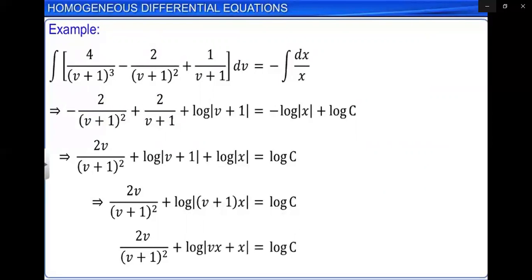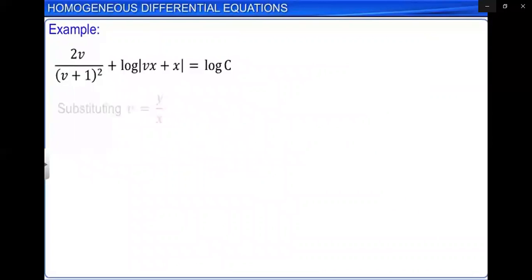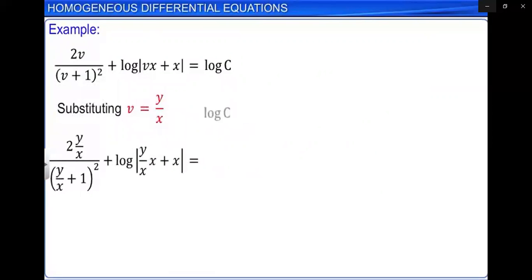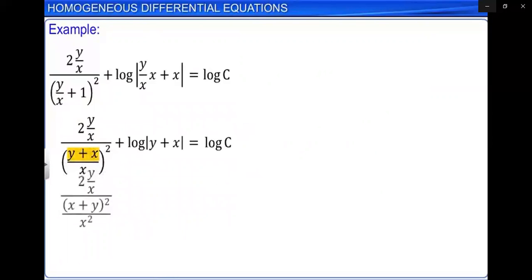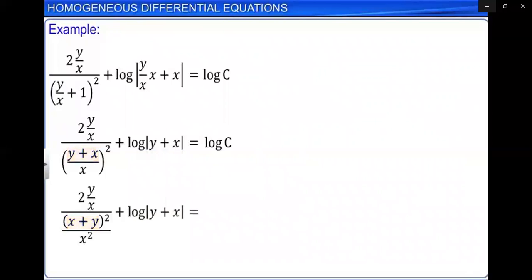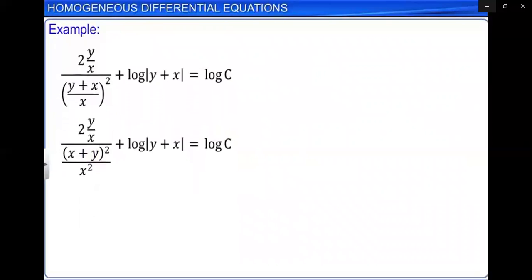Again we can further simplify this, substituting the value of v is equal to y by x over here. At this point you have to substitute the value of v, and again we can further simplify to get the final result and final solution of such a homogeneous differential equation. Okay, so solve it further to get the solution of this equation. After performing a few steps, you will get the final solution. Then you can apply the log properties also, and this will be our final step.